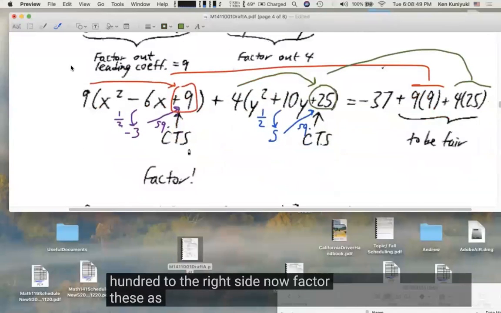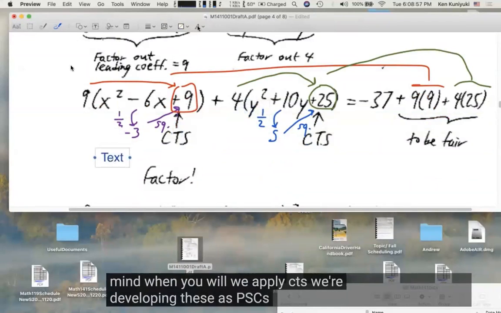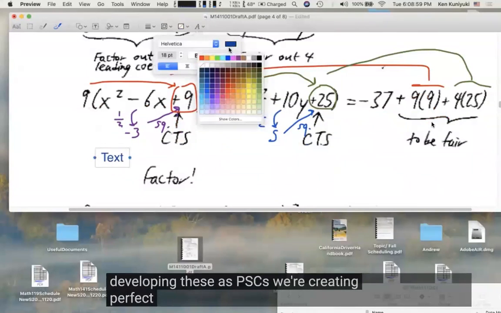Now factor these, because bear in mind, when we apply CTS, we're developing these as PSTs. We're creating perfect square trinomials.